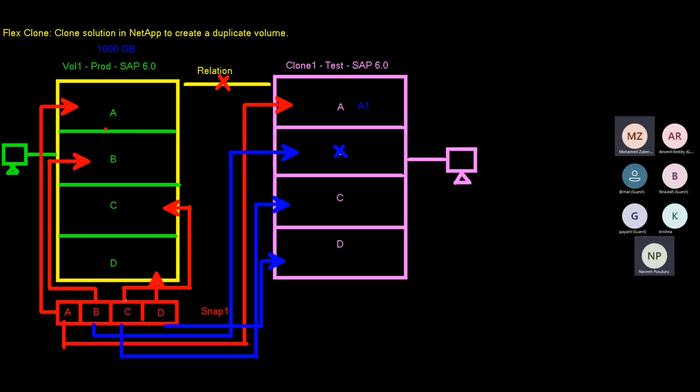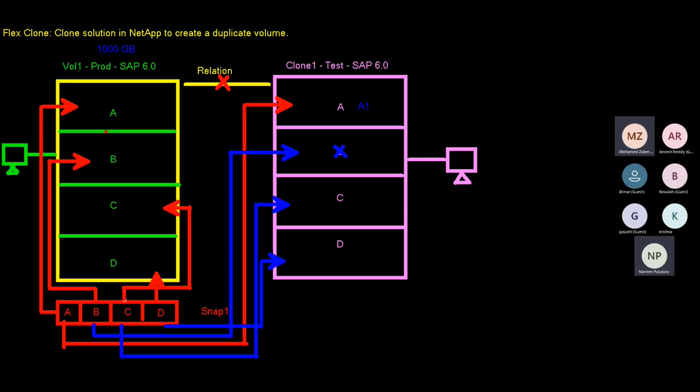Okay, so in this scenario, there is no need for my clone to come to production volume every time to get the data. Already it has the data, so it will act like an independent volume.